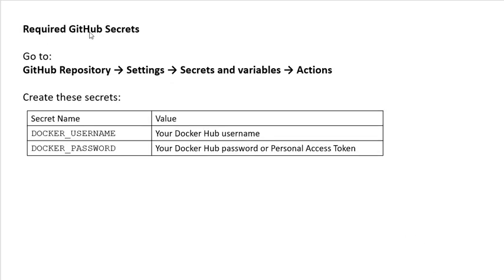Required GitHub secrets: go to your GitHub repository, then Settings, then Secrets and variables, then Actions, and create these secrets. DOCKER_USERNAME, whose value is your Docker Hub username, and DOCKER_PASSWORD, your Docker Hub password or personal access token with write permission.